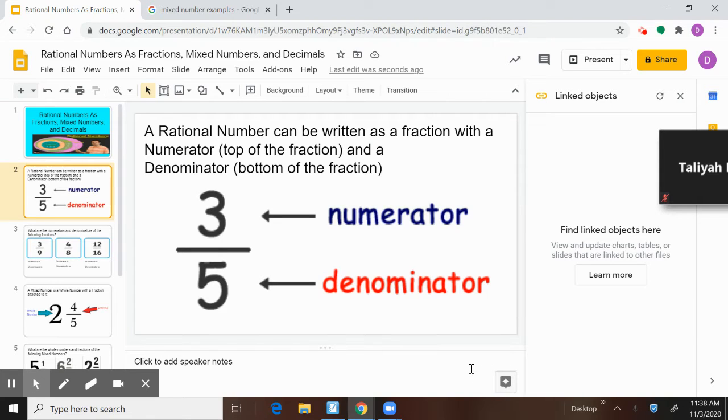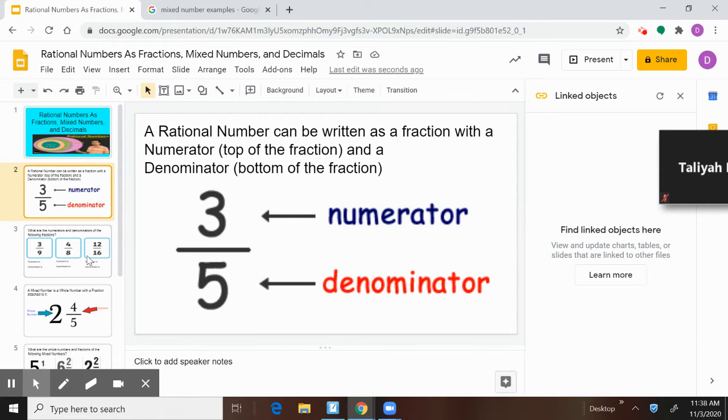A rational number can be written as a fraction with a numerator, which is the top of your fraction, and a denominator, which is the bottom of the fraction. So the numerator and the denominator. So here, the numerator is 3. Here, the denominator is 5. So this is a rational number written as a fraction, 3 over 5, or 3/5. 3 is the numerator, 5 is the denominator.